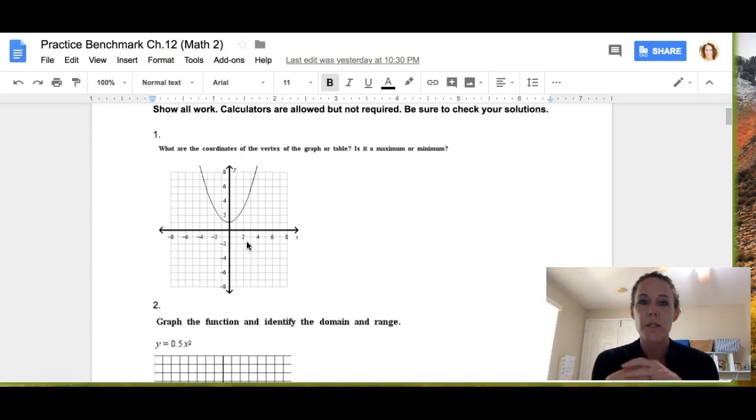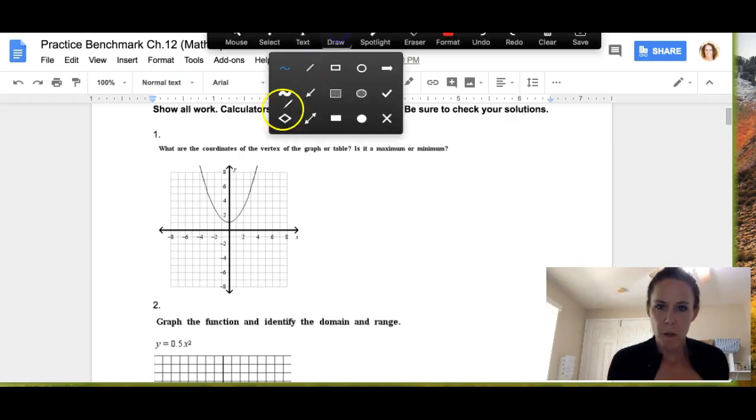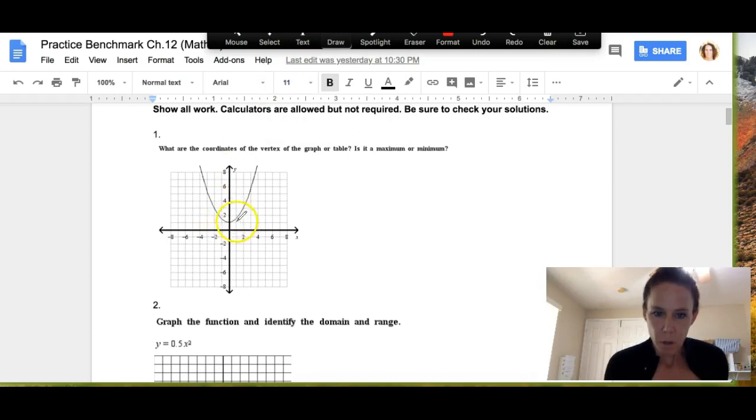What are the coordinates of the vertex of the graph or table? Is it a maximum or minimum? So we're working with quadratics in this chapter, so there are parabolas. Let's look at this parabola. We need the vertex. We're looking at the graph, and this should be pretty straightforward. Let me get my pen. Hold on. Okay, so go ahead and look at the vertex, which will be right here.